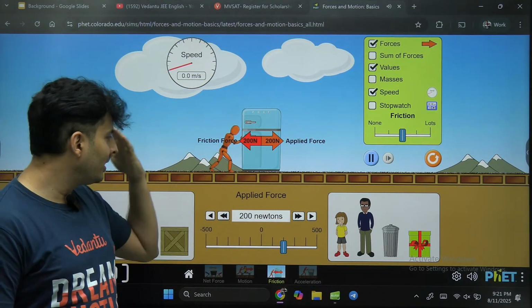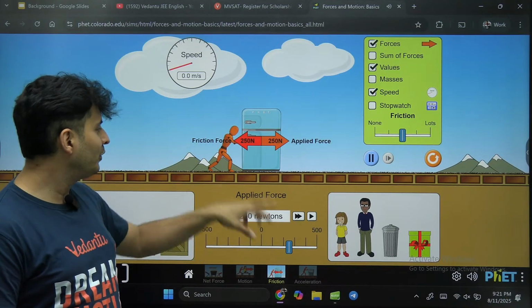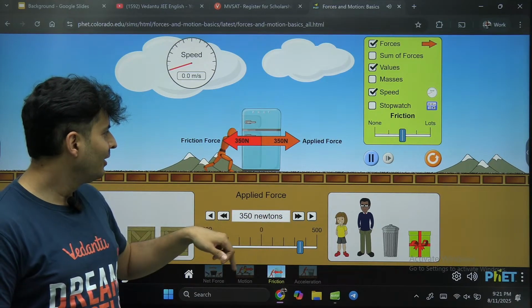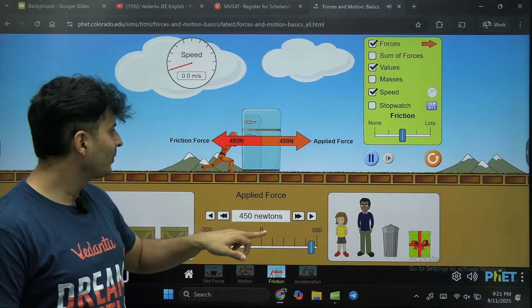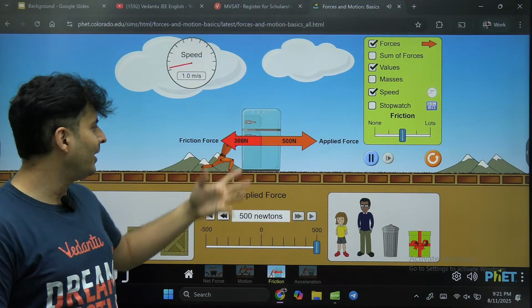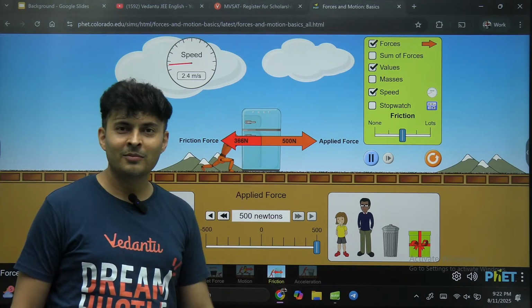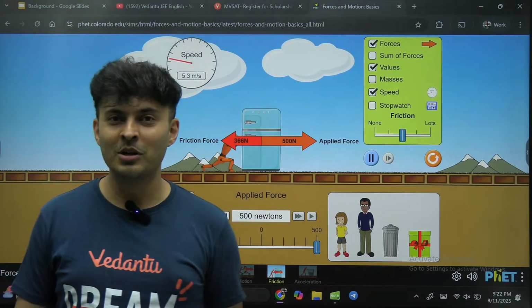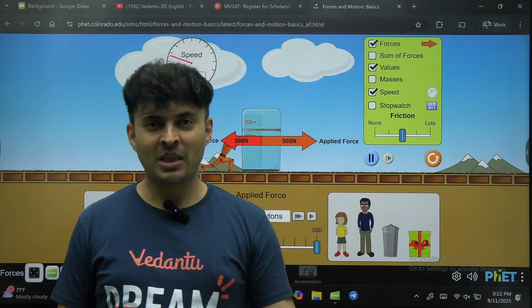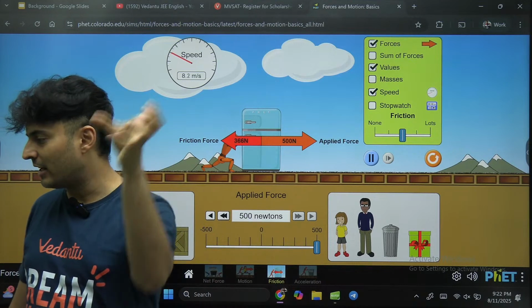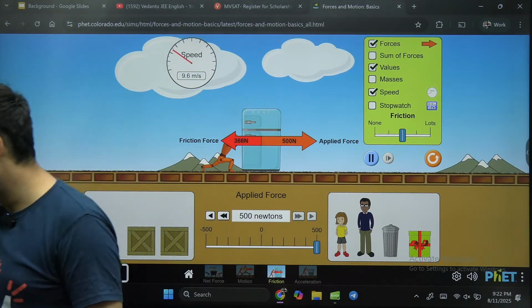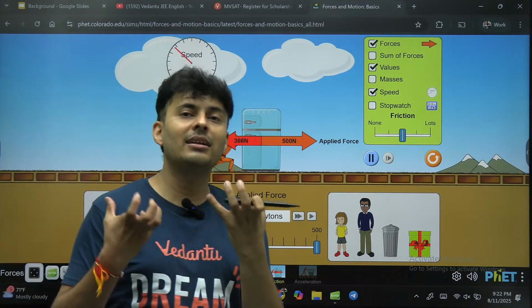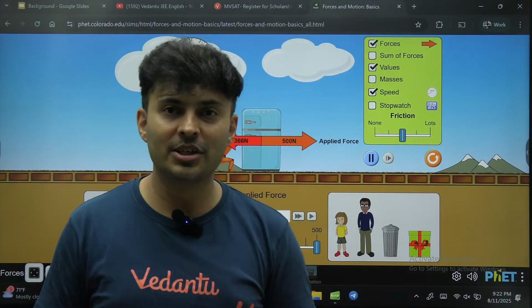Even, oh my God, 200 Newton also it is not moving. 250 also not moving. 300, 350. Will it even move? 450. Oh my God. It was really rough, huh? Somewhere between 450 and 500 was its limiting value. After some number between 450 and 500, it began to move. Isn't it crazy, guys? Are you now feeling the limiting friction, static friction?